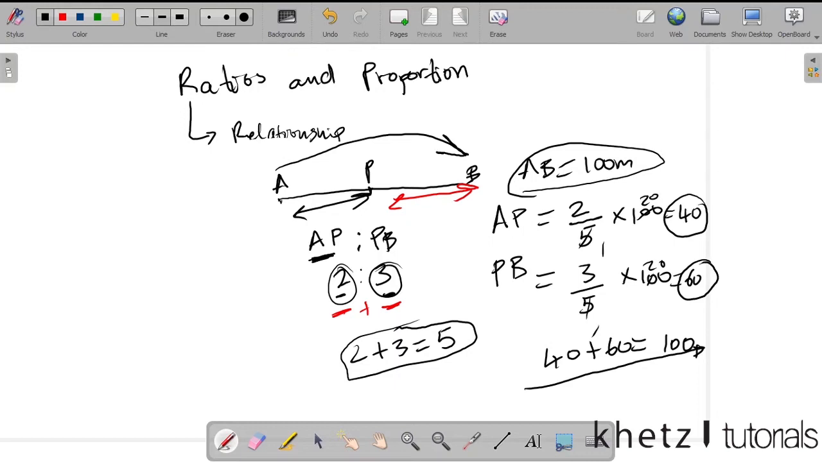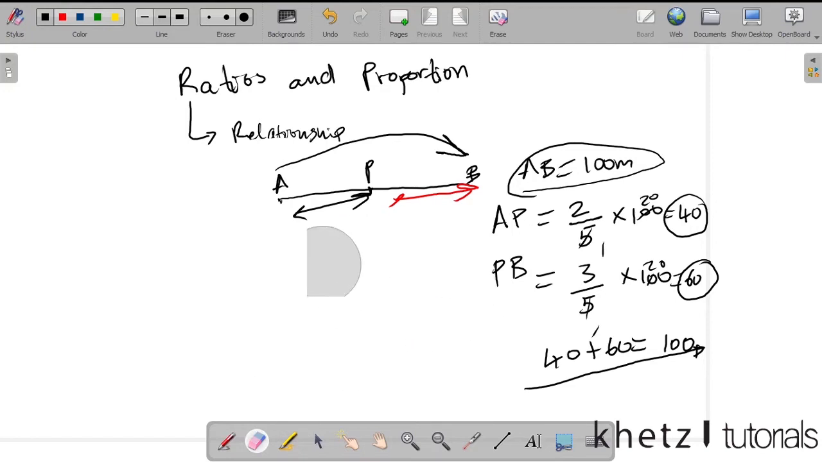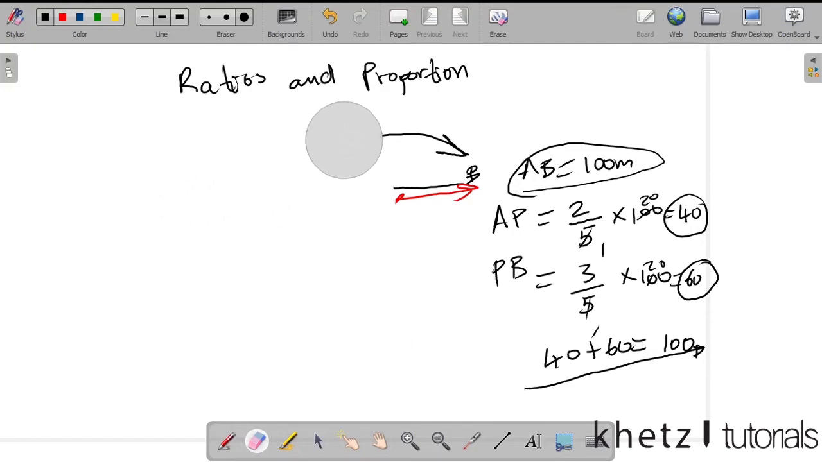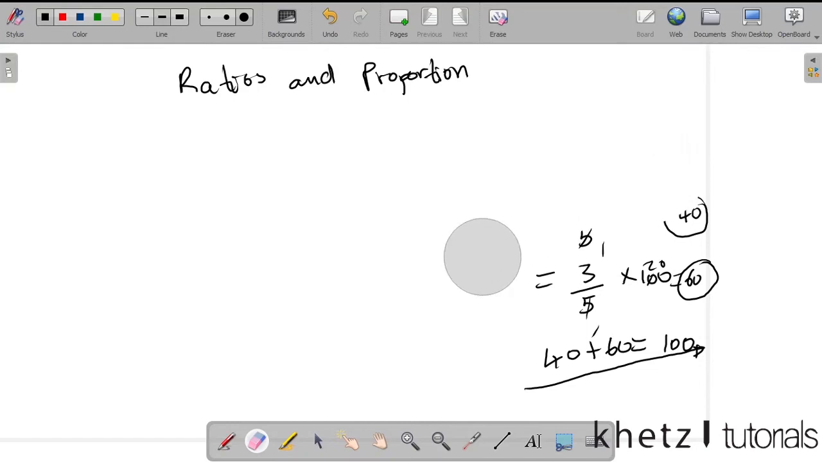And we found that using this relationship given to us in the question as 2:3. So the ratio of AP to PB is 2:3, but the actual values are 40 and 60. So I just used this line to explain what ratios are and how you actually work with ratios.